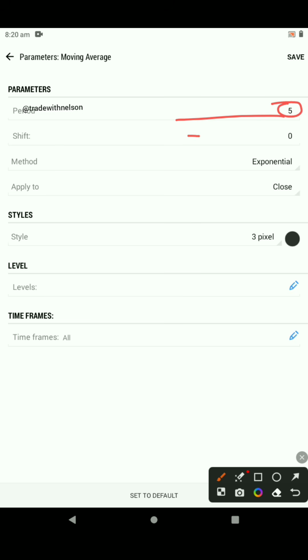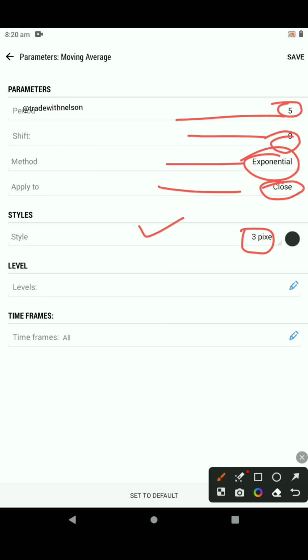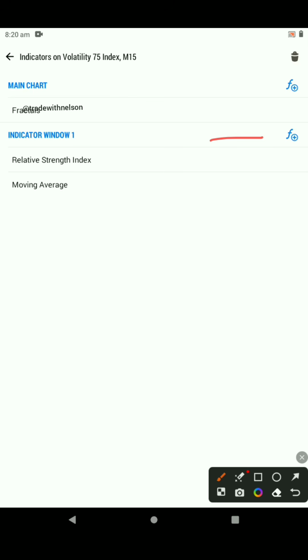Make your period to be 5, shift to be 0, method to be exponential, apply to close, style 3 pixel, and select color of your choice. After that, click on save. So next, click on this F icon.